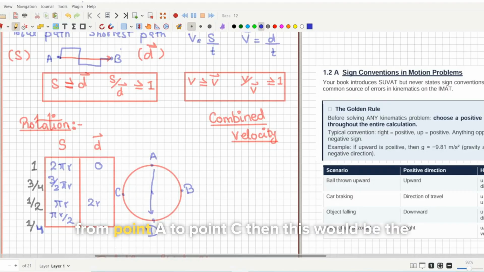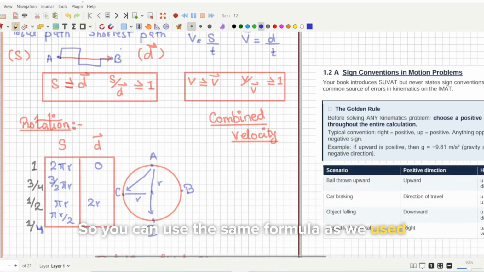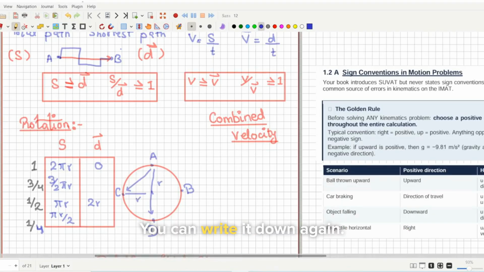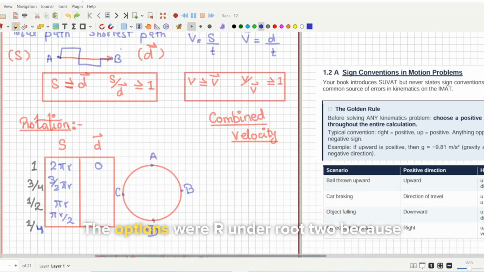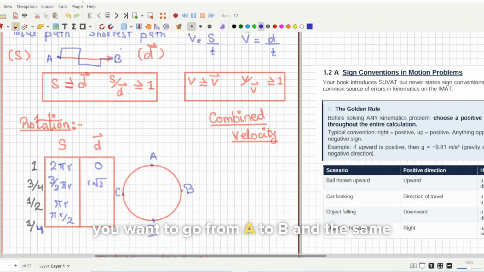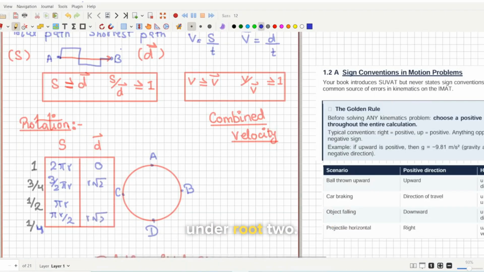And if you want to go from point A to point C, then this would be the answer, right? So you can use the same formula as we used before. You can write it down again. The answer would be same. It would be r under root 2, right? So these were all the answers that you needed to know. The options were r under root 2 because you want to go from A to B, and the same should be for A to C, right? You will also get the same answer, that is r under root 2.